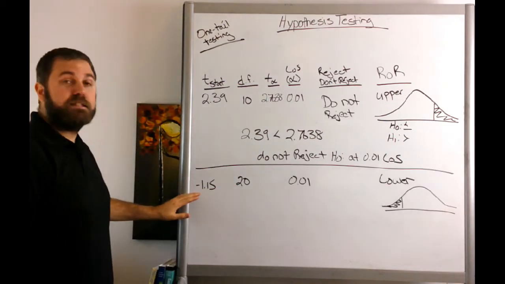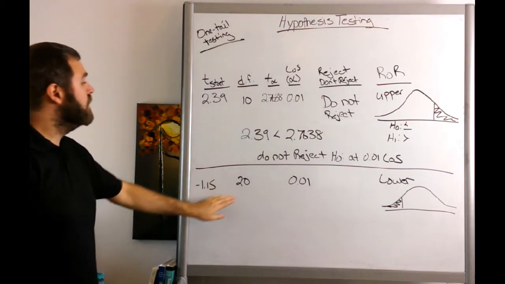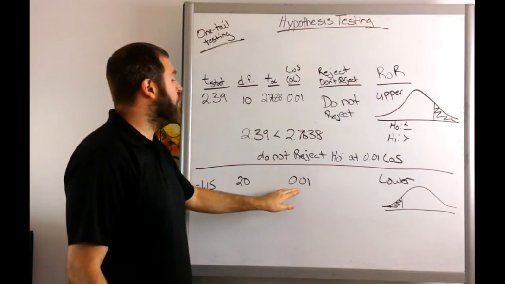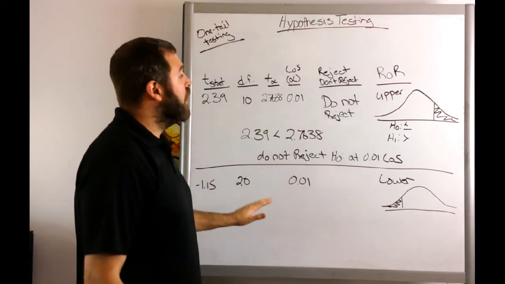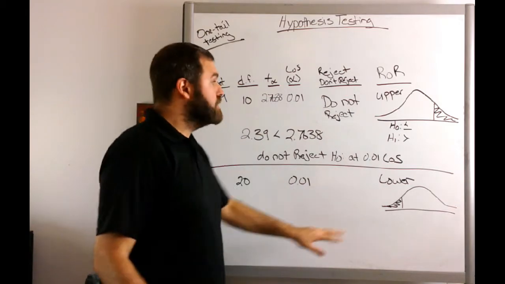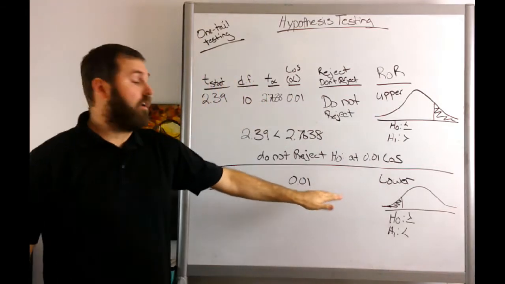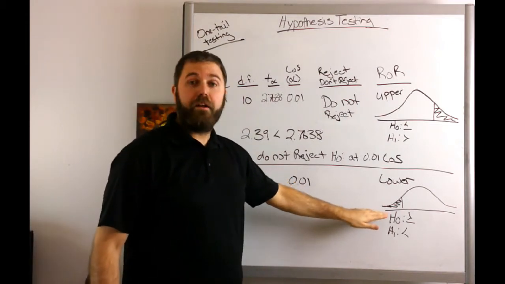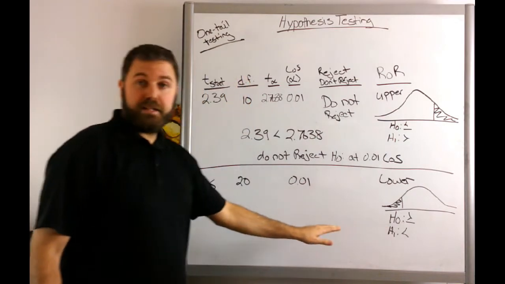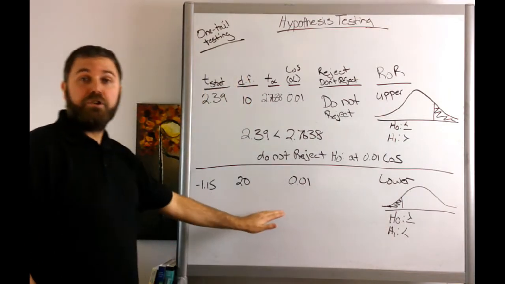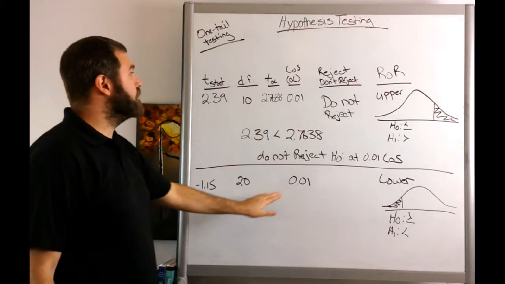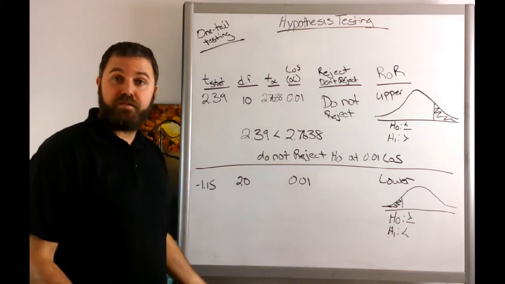Say we have a t-stat of negative 1.15, 20 degrees of freedom, and a level of significance of 0.01. And we want to determine a lower tail region of rejection. So this means our H0 is going to be greater than or equal to, and our H1 is going to be less than. The first thing we need to do is determine our critical value of t with 20 degrees of freedom and a 0.01 level of significance.